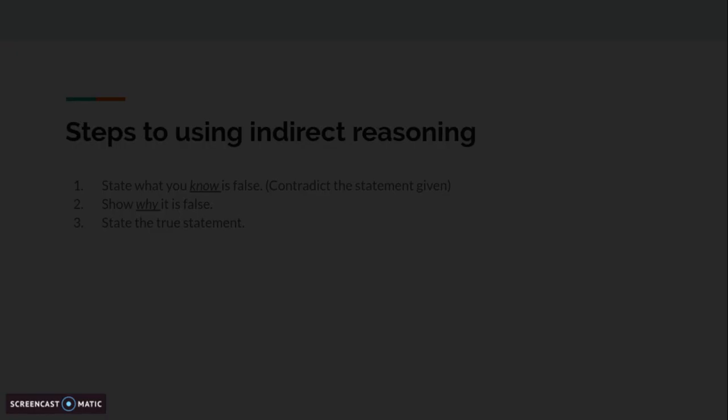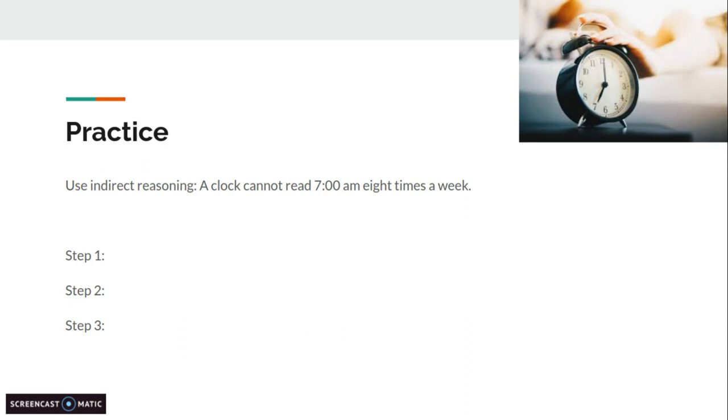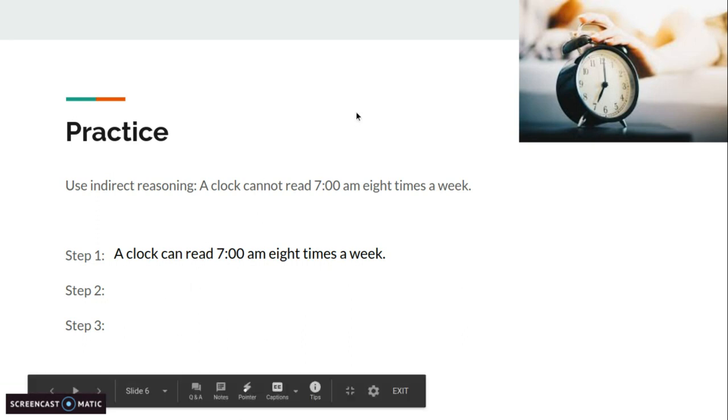Okay, now try this. Use indirect reasoning. A clock cannot read 7 a.m. 8 times a week. Alright, pause the video, just do this. Okay, the first step is to state what you know is false. We know a clock can read 7 a.m. 8 times a week is false. We know that's false because if we're trying to use indirect reasoning, the one that they give you is the true statement. So you just reverse what it says. Cannot, can. Then state why.